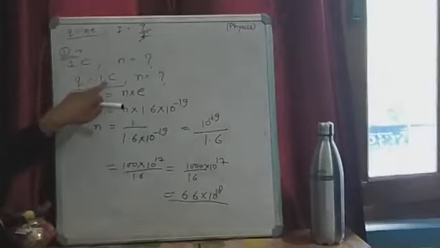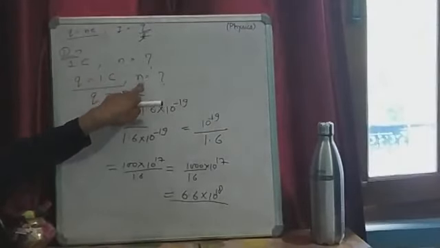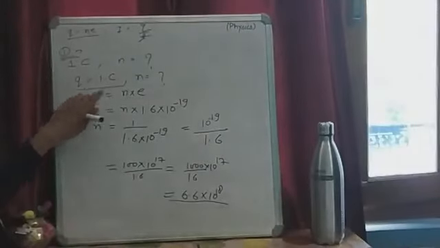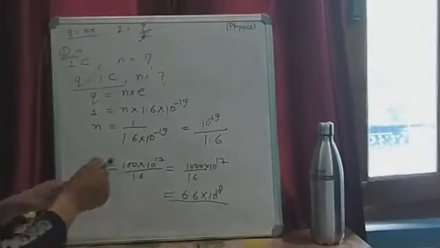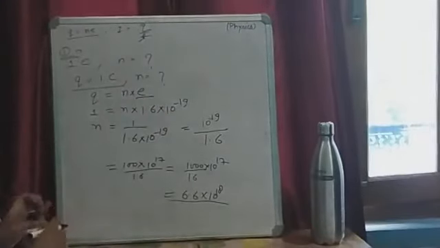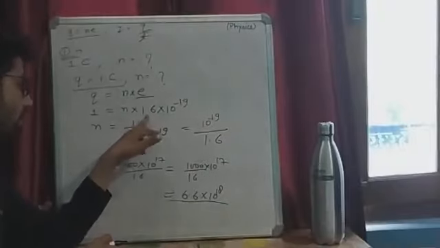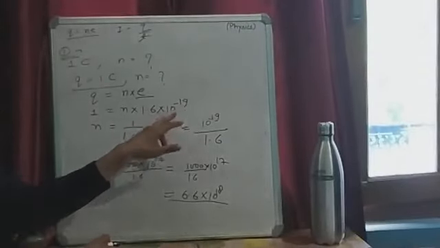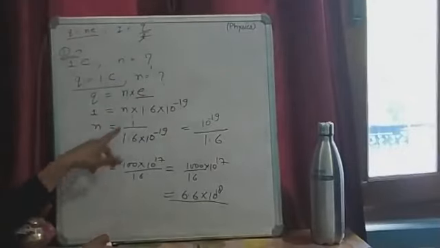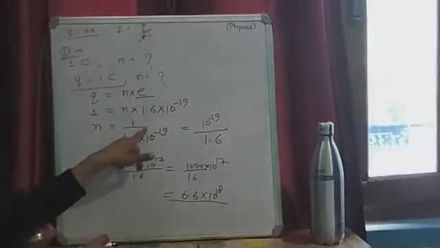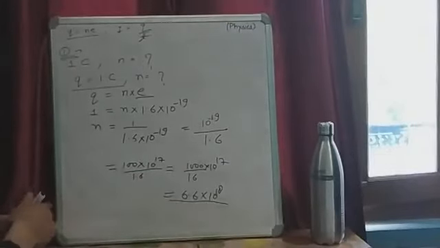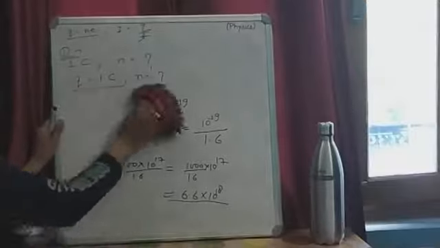Now again, look at this question. We have charge, that is 1 coulomb, and we have to find the number of electrons. We have the formula Q equals N times E. In this question, we have Q equal to 1 coulomb, and we will memorize that the charge on an electron is 1.6 times 10 to the power minus 19. We put 1.6 times 10 to the power minus 19 in place of E. Then we can find the value of small n by dividing, and we will get our answer. Very good.